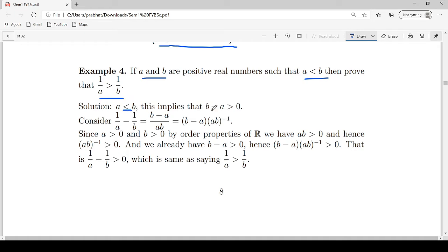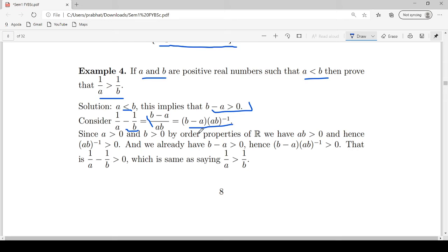a is less than b, that means b minus a is greater than 0. Now consider 1 upon a minus 1 upon b. By making the denominator the same, you can say it is equal to b minus a upon ab. That means it is b minus a times ab inverse. Now a is positive, b is positive. Therefore, by order properties of R, the product of two positive real numbers is positive. That means ab is positive. Since ab is positive, you can say ab inverse is positive.